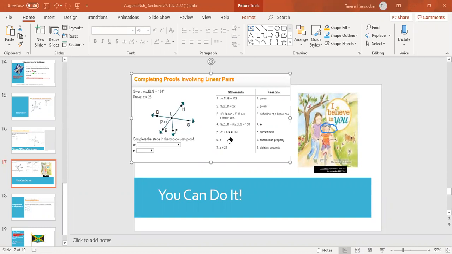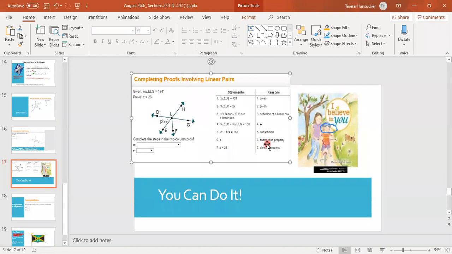Then we're left with substitution. I'm substituting 2x in for the measure of ELD. And up here in statement 4, it says plus the measure of ELG. In statement 5, I'm just replacing ELG with 124, which was given, okay? So that's why the reason for step 5 is substitution.